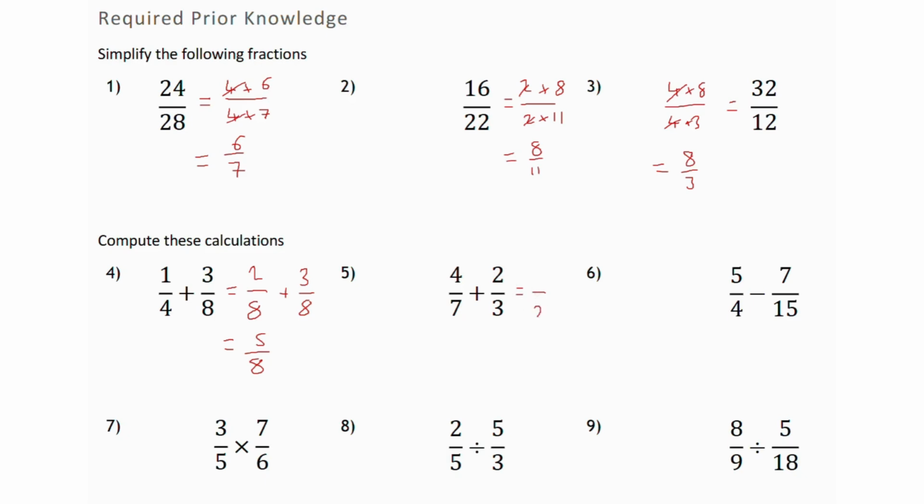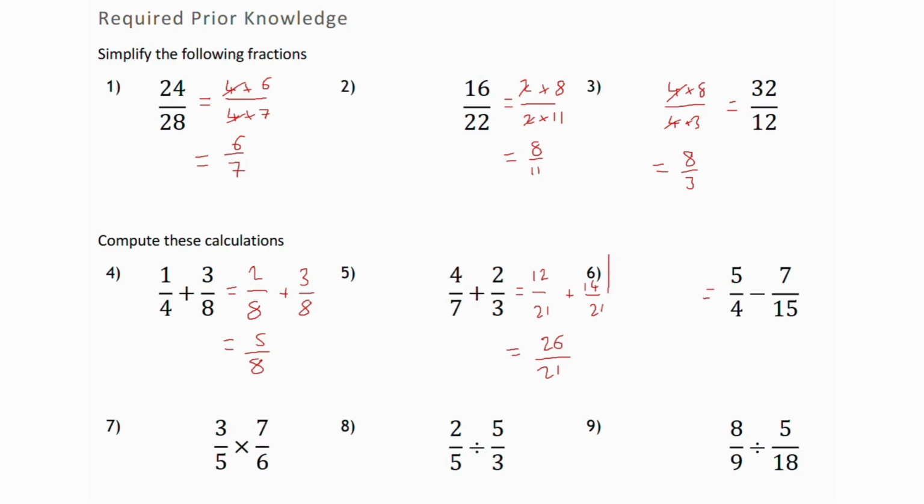We need a common denominator, which is going to be 21. We multiplied the bottom by 3, so we need to multiply the top by 3. We multiplied the bottom by 7, so we need to multiply the top by 7. That gives us 26 out of 21.